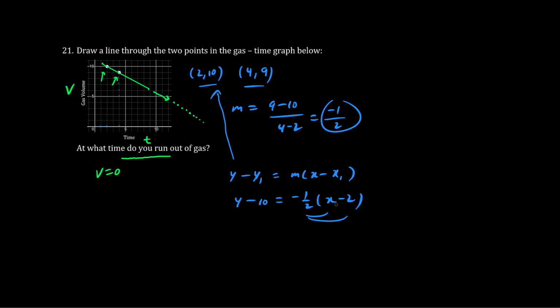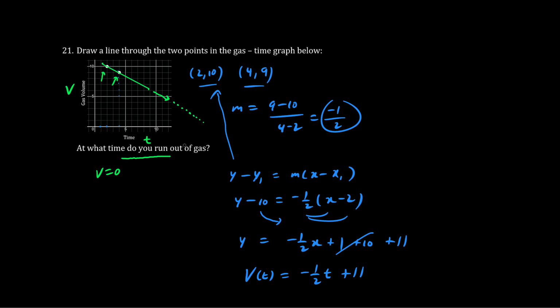We'll use distribution. Negative times negative is positive. 2 divided by 2 is 1. And we'll add 10. So 1 plus 10 is 11. So we have a volume formula. The volume as a function of time is equal to negative 1/2 t plus 11.